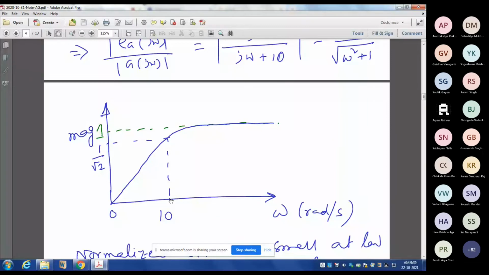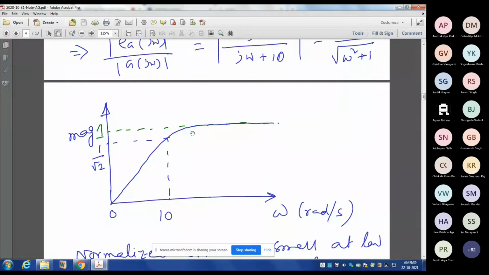Okay. So you can see that as frequency increases, the magnitude, that means the error, is more. Of course, the error becomes constant after some frequency. So one thing we can say is that when the frequency is much smaller than 10 radian per second, the error is small, and when the frequency is more than 10 radian per second, the error is more.